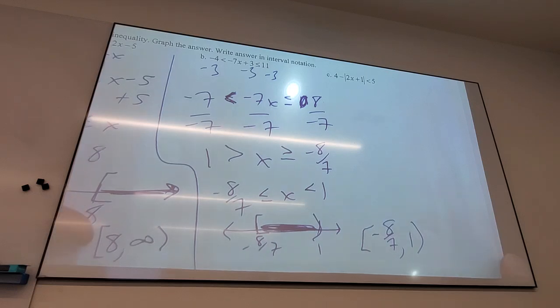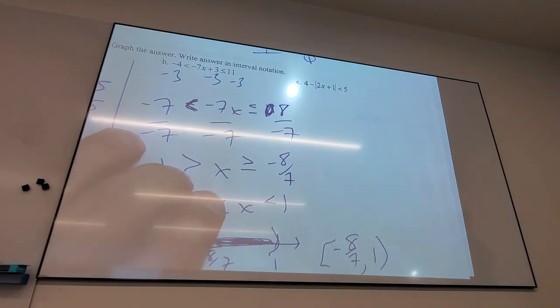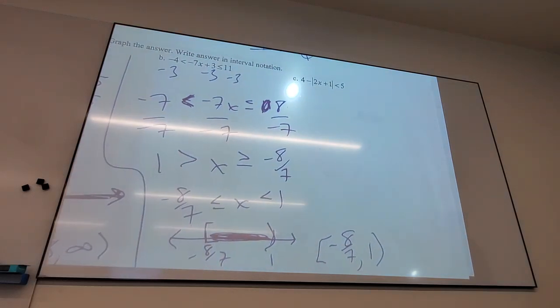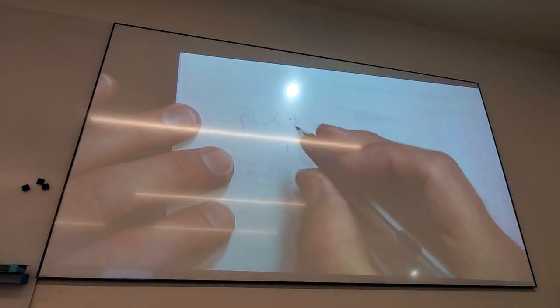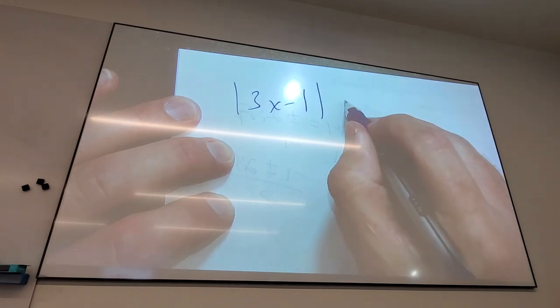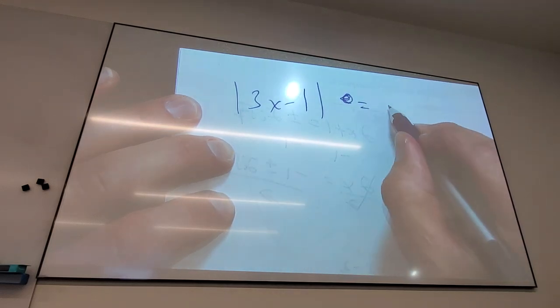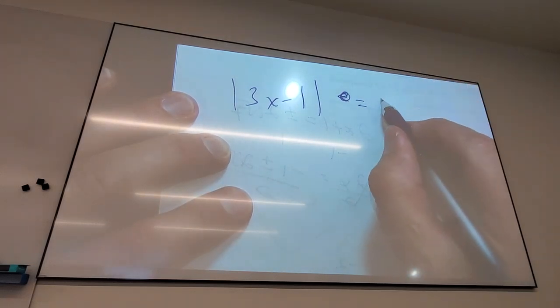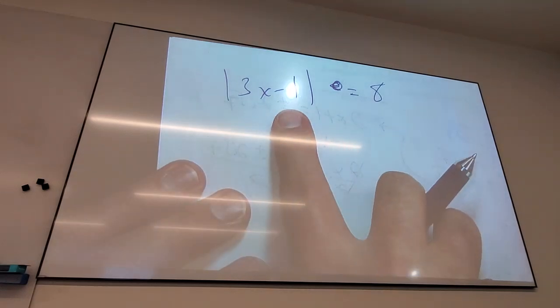Okay. Alright, now we haven't talked about this weird stuff yet, so let's talk about it. Okay. Let's do a little example of an absolute value equation. Can somebody remind me how to solve this? Can I just add 1 right now?